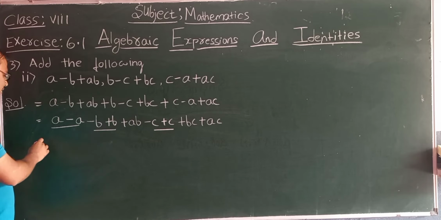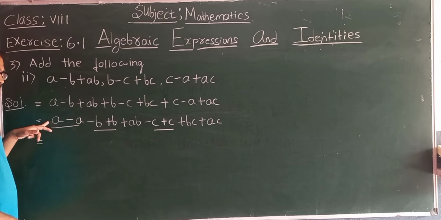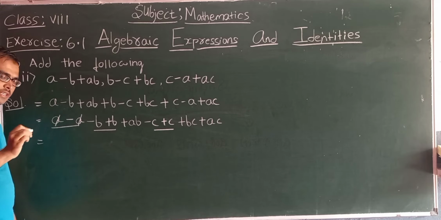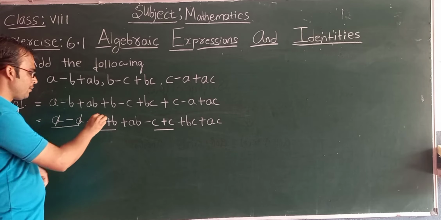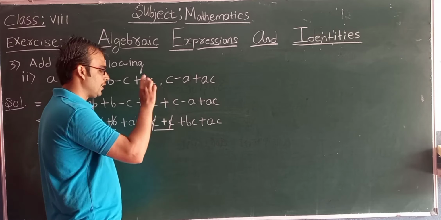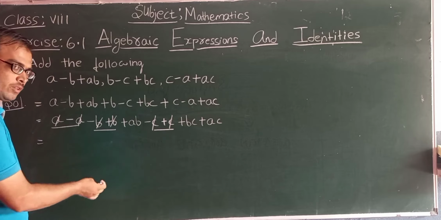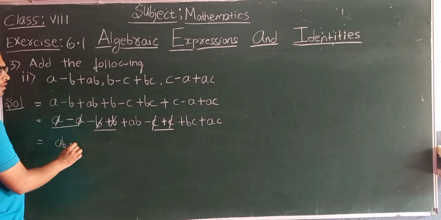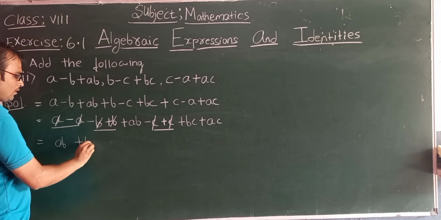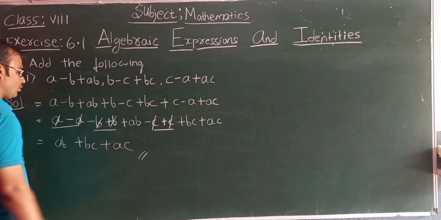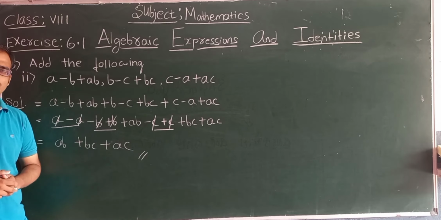Now students, what is the next step? So look here, nothing is there means plus will be there. Plus A minus A gets cancelled. Minus B plus B gets cancelled. Minus C plus C gets cancelled. And what is remaining, you need to write. That is AB plus BC plus AC. So this is the solution for the given problem.